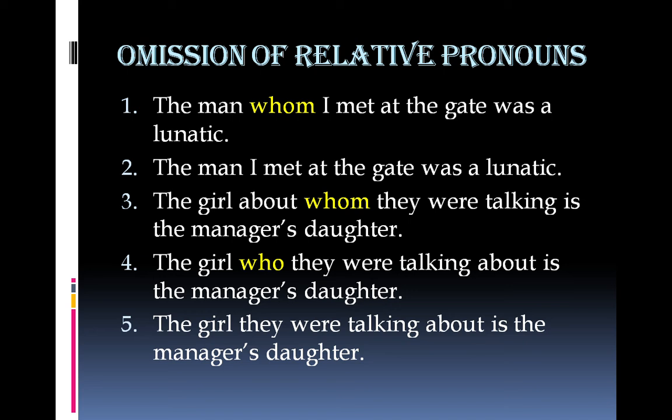How will you translate this sentence? The girl they were talking about is the manager's daughter. लड़की जिसके बारे में वो बात कर रहे थे मैनेजर की बेटी है. Again, an Urdu word starting with harf Jeem, letter Jeem, has been used in the translation, and this is an indication of a relative pronoun's presence. It has been omitted, but it's still there. Meaning-wise, semantically, it's still there.